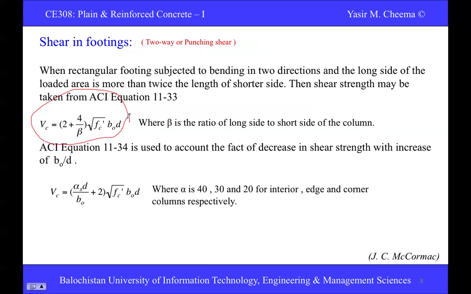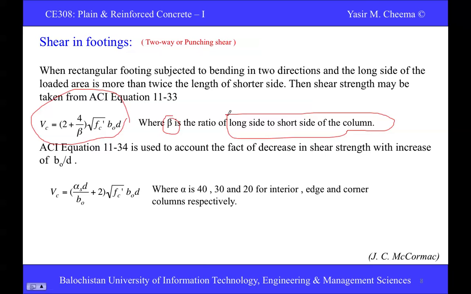Then here factor beta is the ratio of the long side to the short side of the column. And please don't get confused between this factor beta and the one we studied in the flexural design of beams, because I'm worried many of you are confusing and intermixing the things. So this factor beta is here in the footings for the rectangular section. Here it is the long side to the short side of the column.